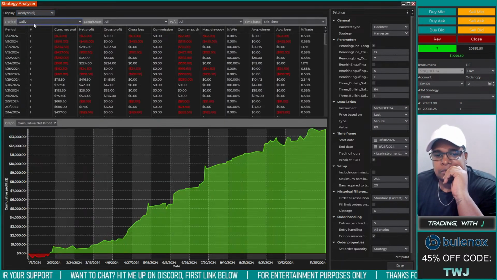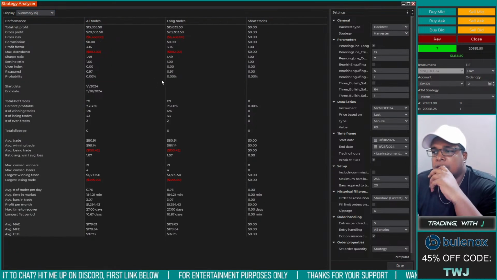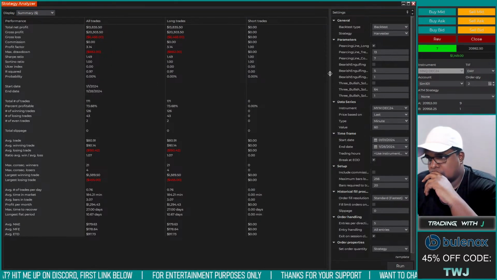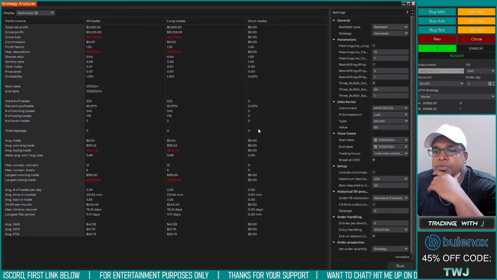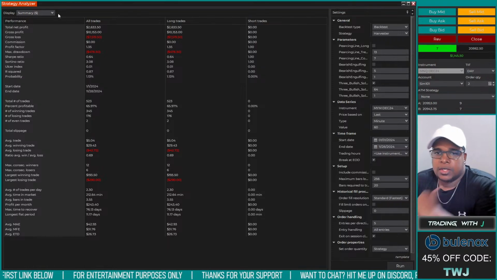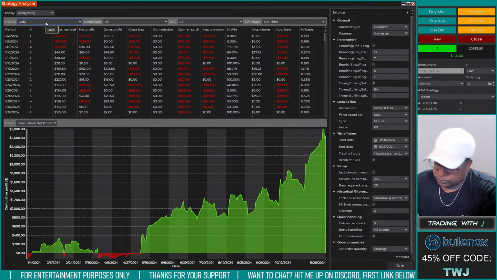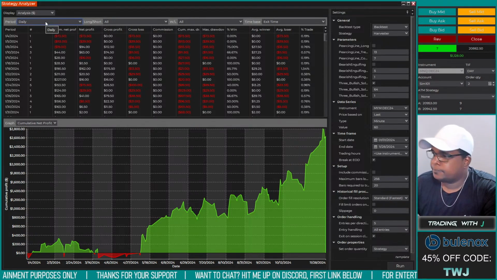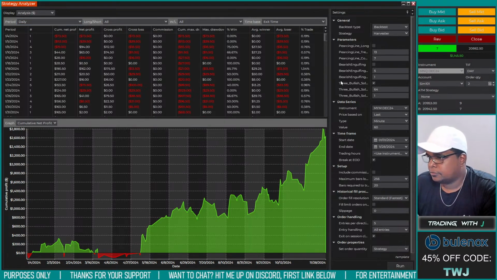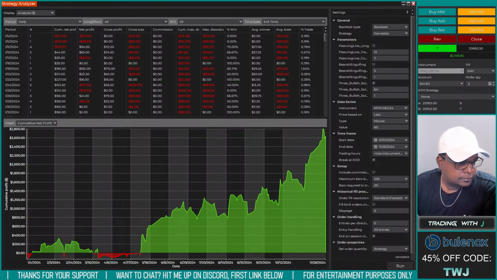Let me see what happens if we do the 3 bullish soldiers. What kind of drawdown do we have? 2k for about 500. I don't know if I like this one.